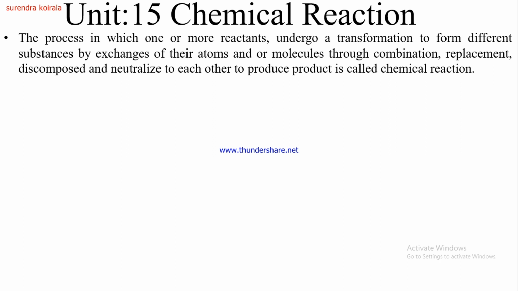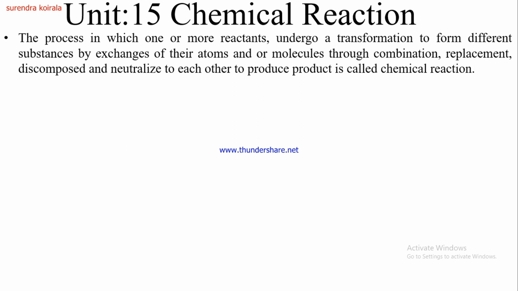These new substances are formed by chemical reactions. So a chemical reaction is the process in which one or more reactants undergo transformation to form different substances by exchanging their atoms or molecules through combination, replacement, decomposition, and neutralization. They finally produce new substances, and these new substances are known as the products.